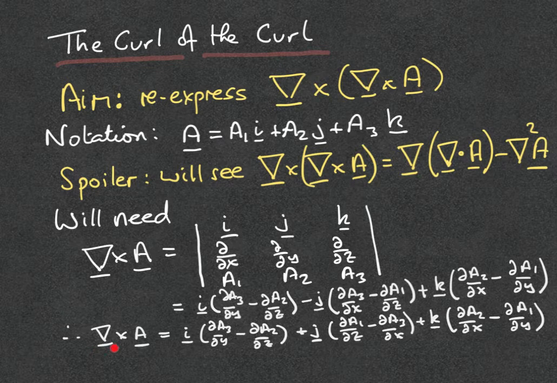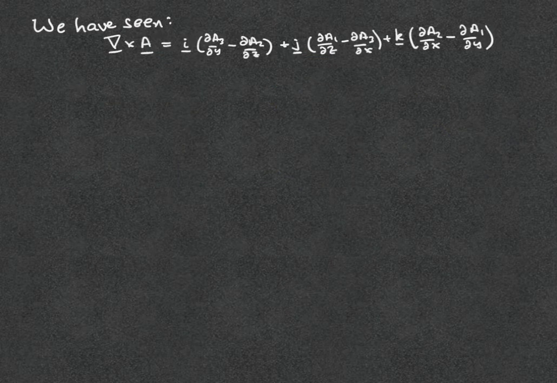So now we have an expression for the curl of A, and we want to take the curl of this result, and I'm going to write that out on the next page. So on the previous slide, we calculated the curl of a vector field that we called A, and we found that this was the formula. And what we want to do now is to calculate the curl of the curl of A.